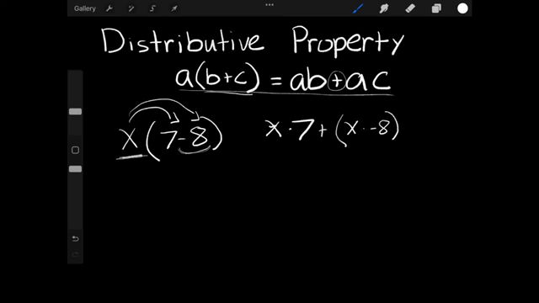But this can just be simplified down to 7 times x is 7x. And then 8 times x is negative 8x. And this can just be simplified down to 7x minus 8x. So that would be our answer.